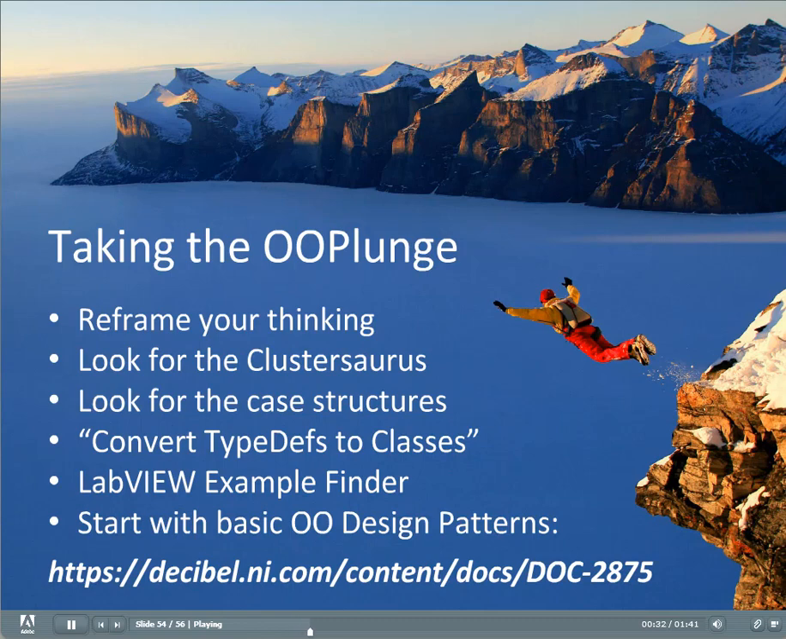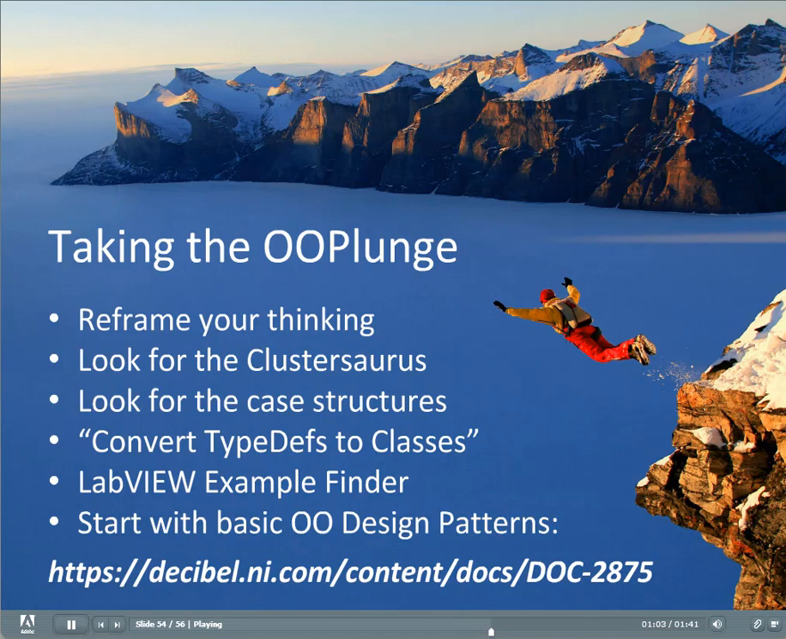One of the things you can do is look in your existing applications and find what I like to call the clustersaurus. That's usually a cluster that contains a lot of different data types that you pass around an application, for example, a state machine. If that cluster contains a lot of disparate data types that really aren't cohesive and are accessed from a lot of different places, that's often a very good place to start implementing object-oriented programming in your application.